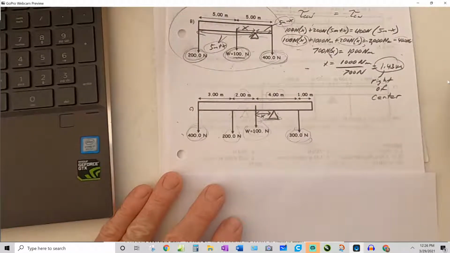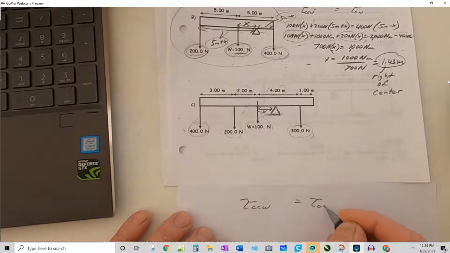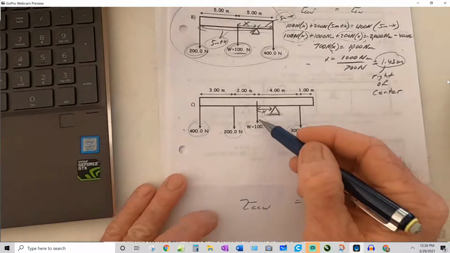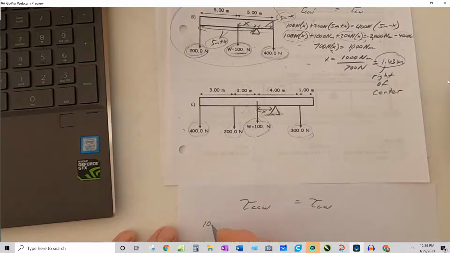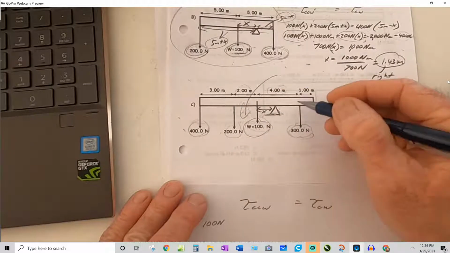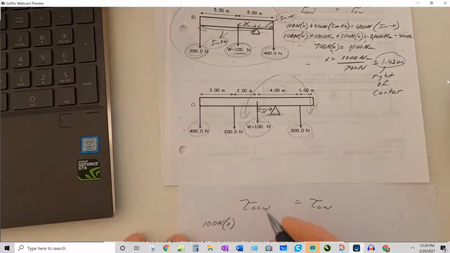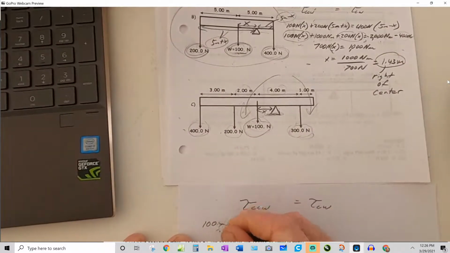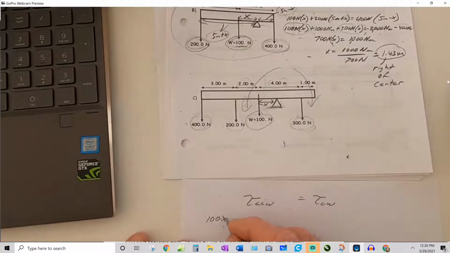So if I say torque counterclockwise equals torque clockwise, then the torque contributed from this is going to be 100 newtons times X. And that's definitely counterclockwise, because it's to the left of the fulcrum. Everything to the left of the fulcrum is going to make it rotate like this. Everything to the right is going to make it go the other way. 100 newtons times X. And just to keep this simple looking, I'm not going to include units. I'm just going to call this 100x.